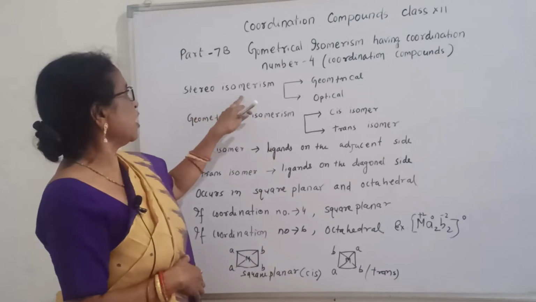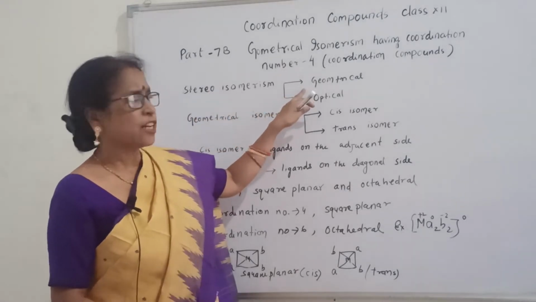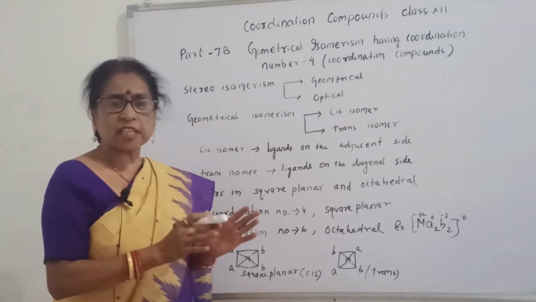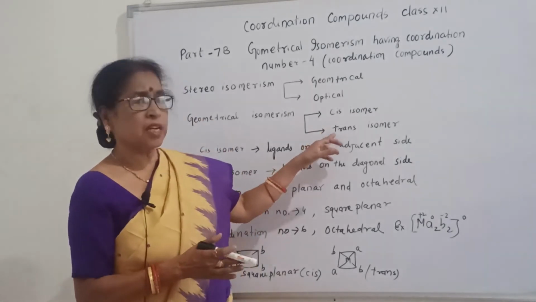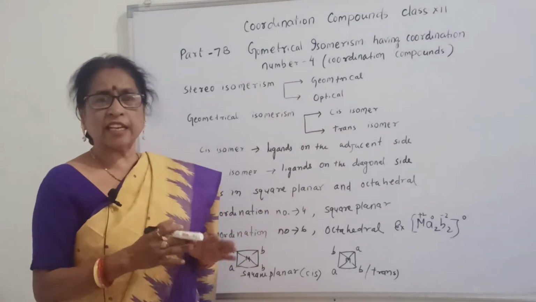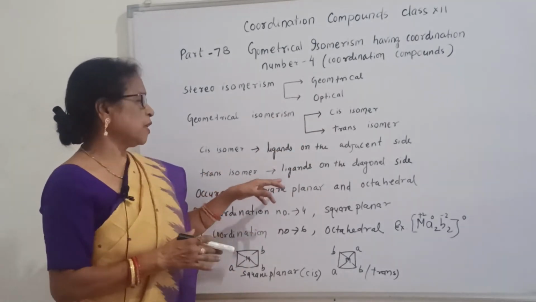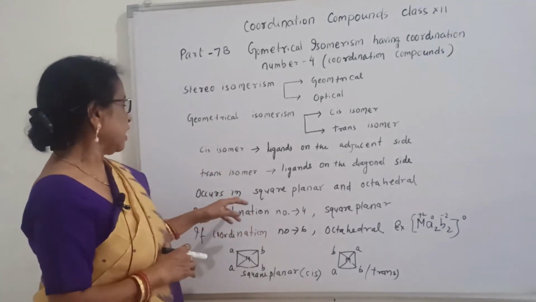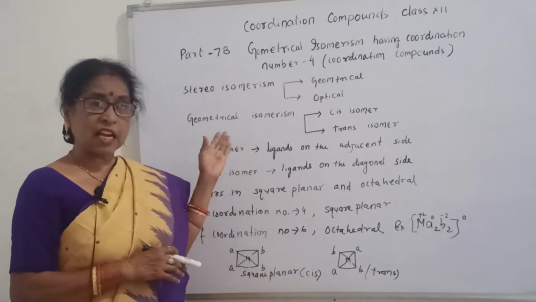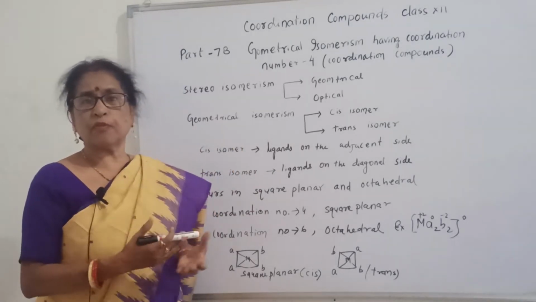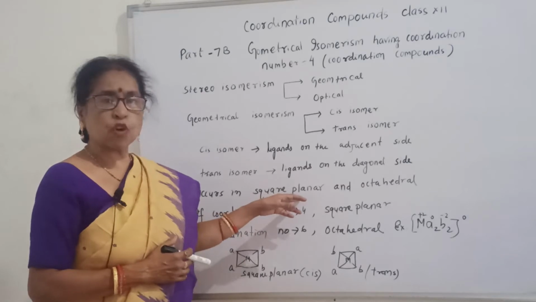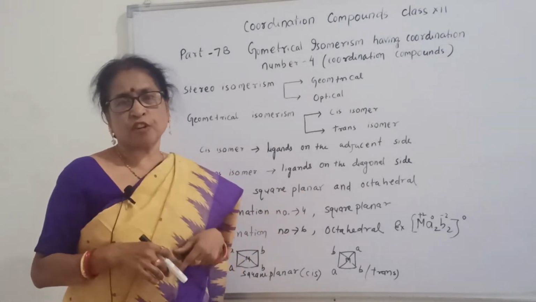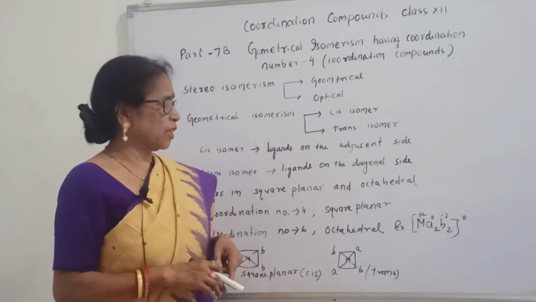That means stereoisomerism is of two types, geometrical and optical. Clear? Then geometrical isomerism is cis isomer and trans isomer. Cis means the ligands are present on the adjacent side, and trans means the ligands are on the diagonal side or opposite to each other. This geometrical isomerism occurs in square planar complexes and octahedral complexes. Square planar and octahedral refer to the structure of the complex.